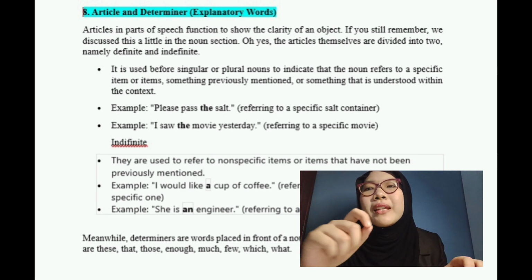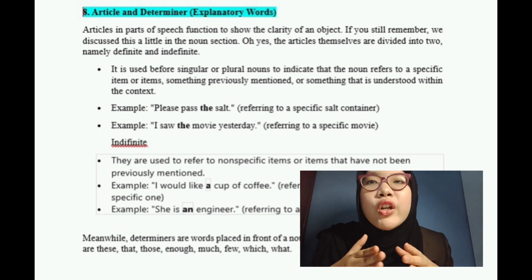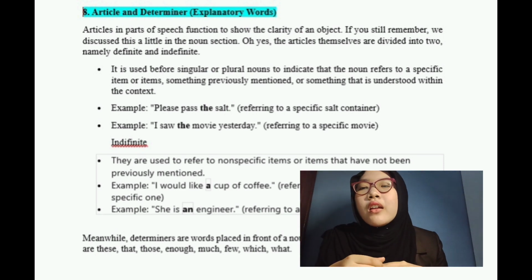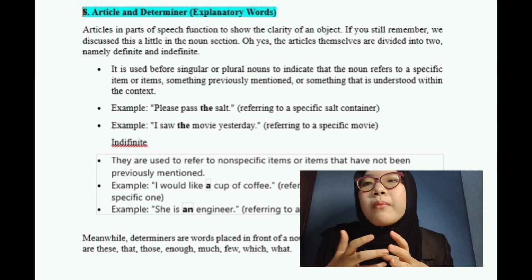For example, please pass the salt. So it's referring to a specific salt, like the container or something like that. Also, I saw the movie yesterday, referring to a specific movie.